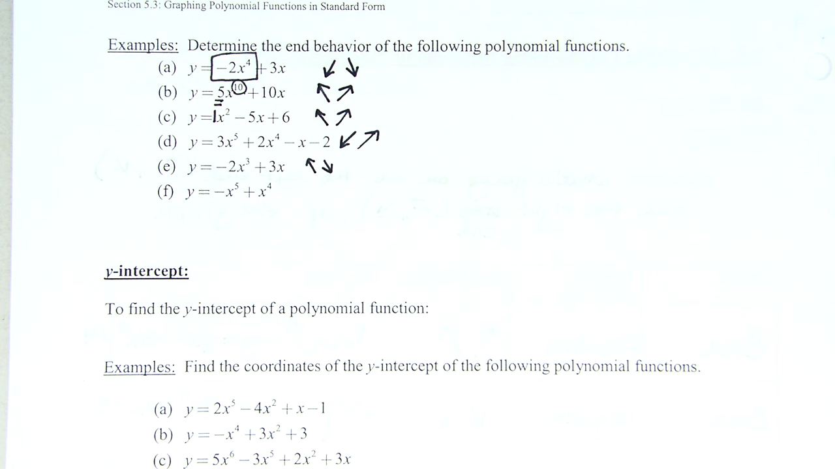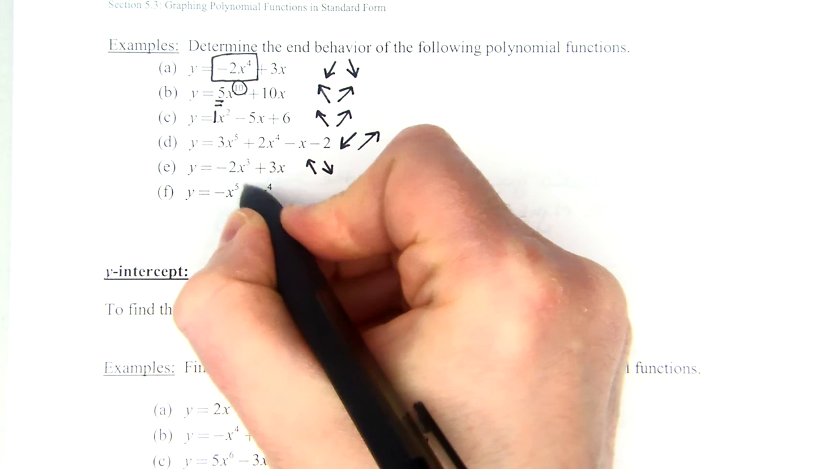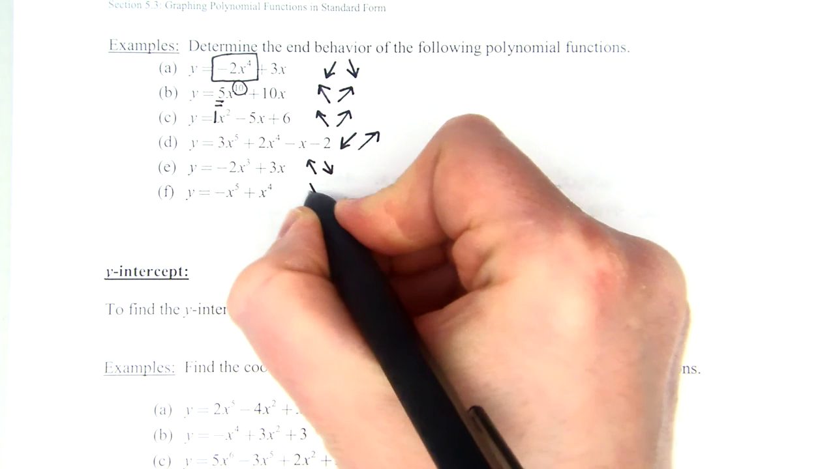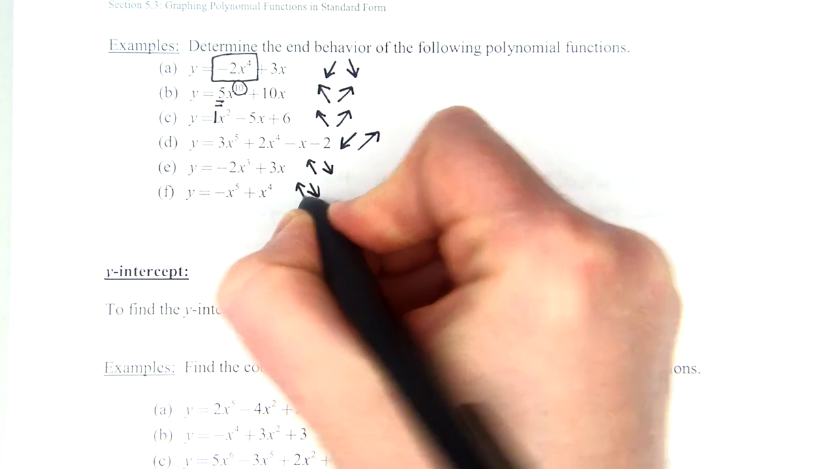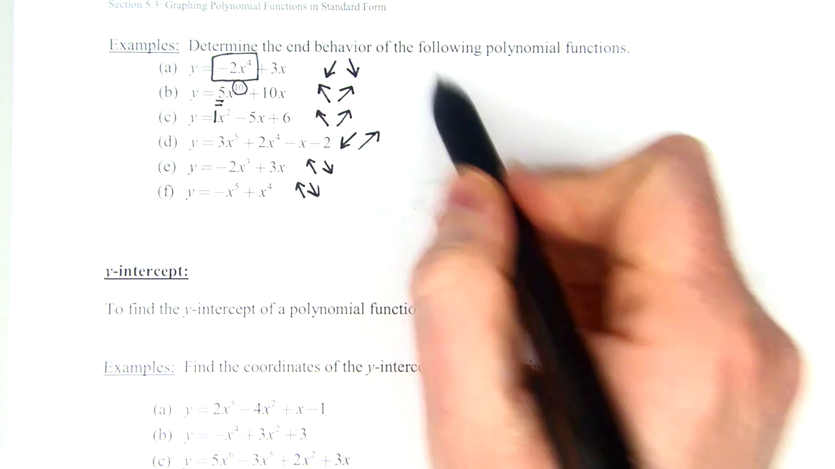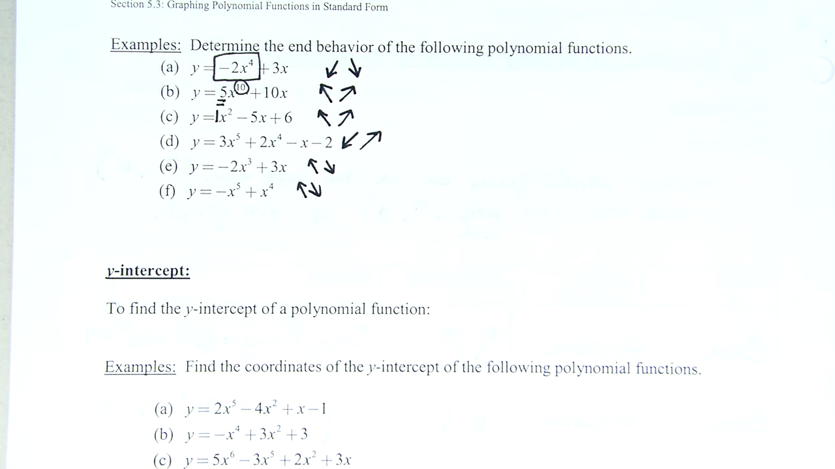Letter F, what's your end behavior? Odd degree, negative leading coefficient, you're going to end by going down. You're going to go in different directions, so you're going to start by going up. When I ask you to tell me end behavior, I'm looking for answers with arrows like this.